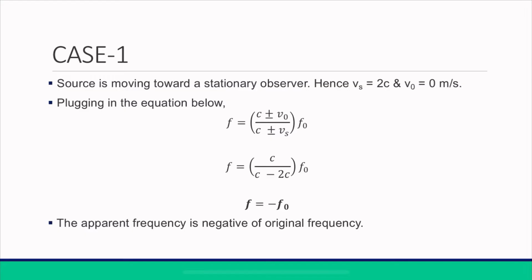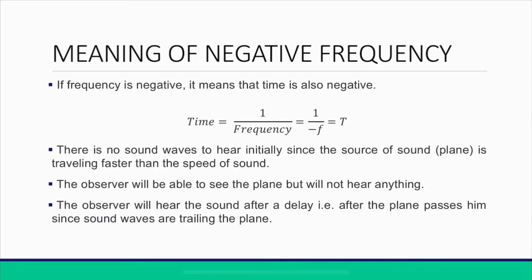F, or the apparent frequency, is the negative of the original frequency. So what does this mean? Let's think in detail. First of all, when I say negative, it means direction. So let's say I'm moving at a velocity of -5 meters per second. It means that I'm actually going backwards. If you're in a car and you say I'm going at -5, it means that you're taking reverse. So the negative actually implies your direction of travel, and the magnitude says how fast you're going.